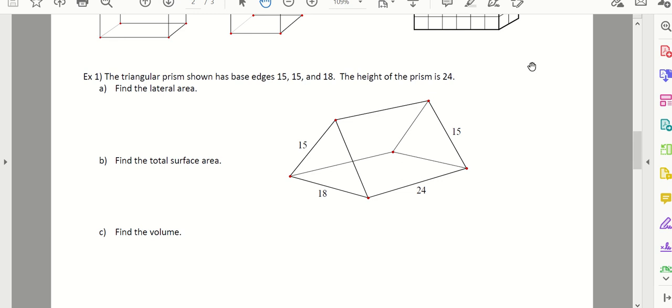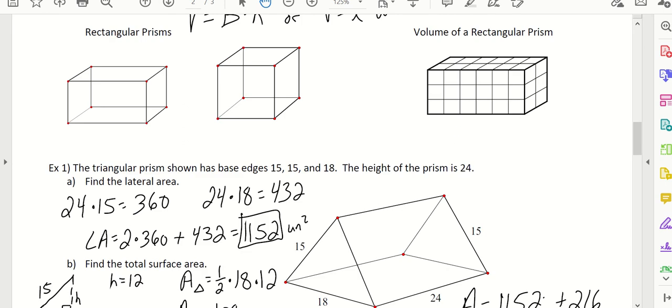A, find the lateral area. Remember the lateral area, that's the area of all the lateral faces, and the lateral faces are the faces that are not the base. And then part B is going to be find the total surface area. Part C is going to be find the volume. So pause the video now, try example 1 on your own. All right, first off, part A, find the lateral area.